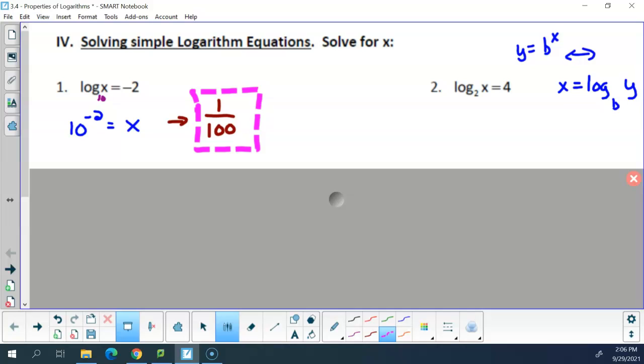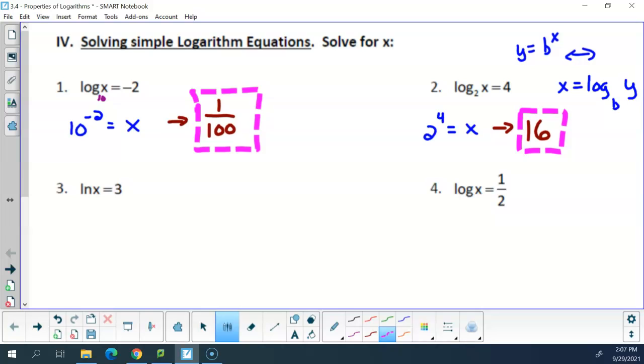Next one is saying log base 2 of x equals 4. So we switch forms with it. 2 is my base, 4 is my exponent, x is my argument. 2 to the 4th, 16. Try those two.